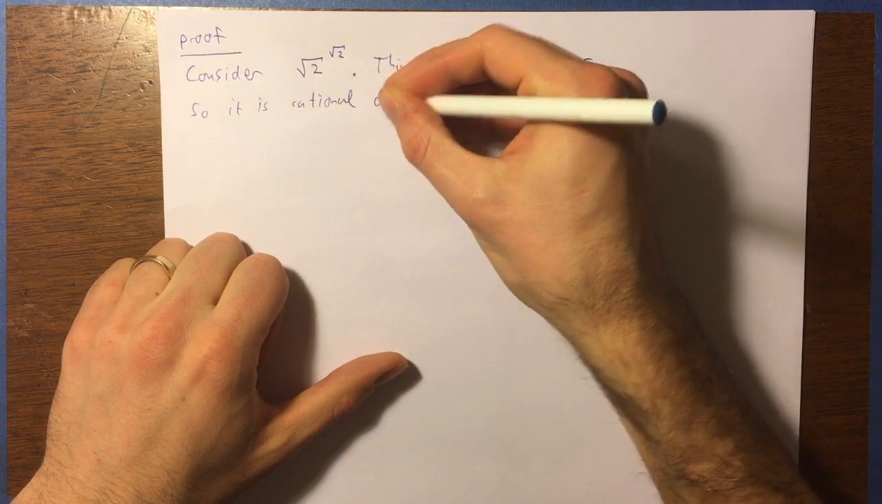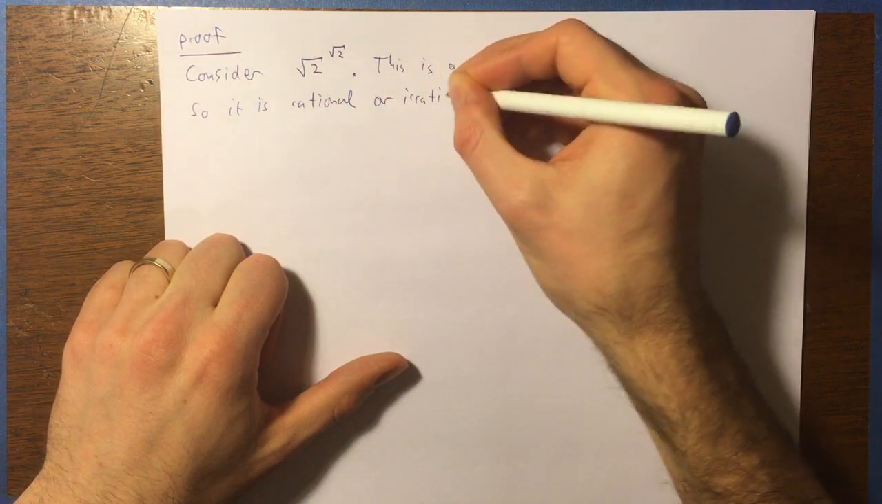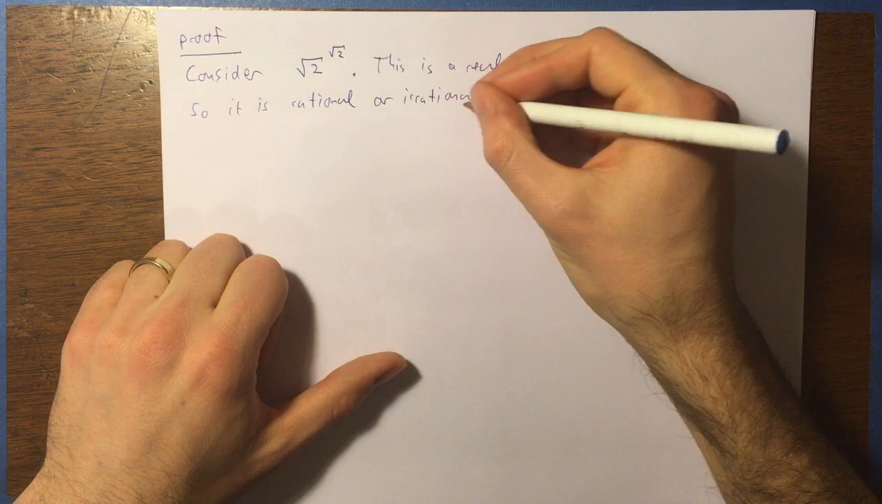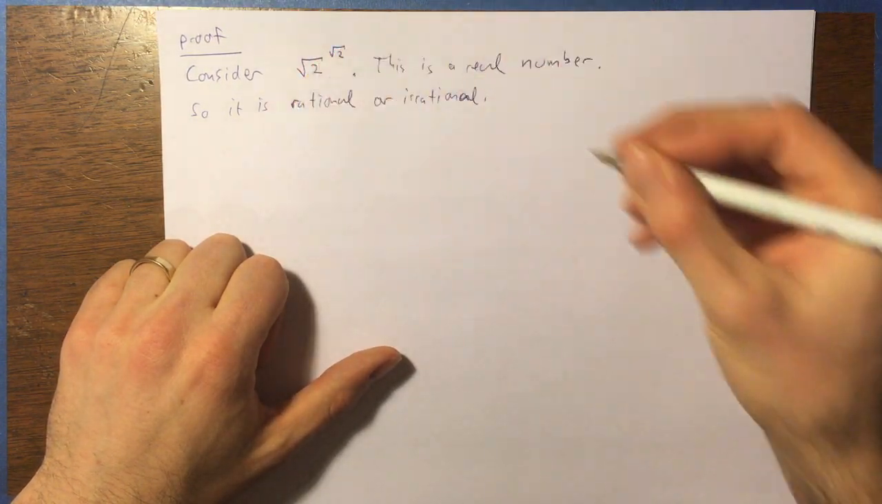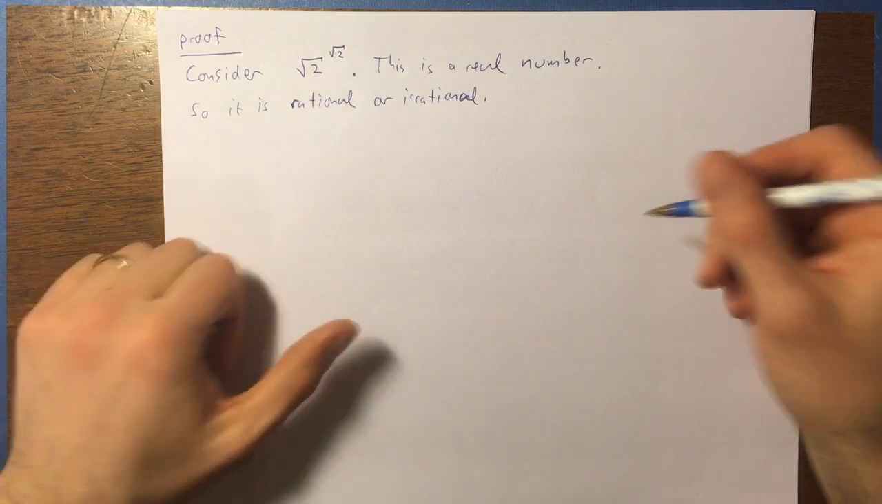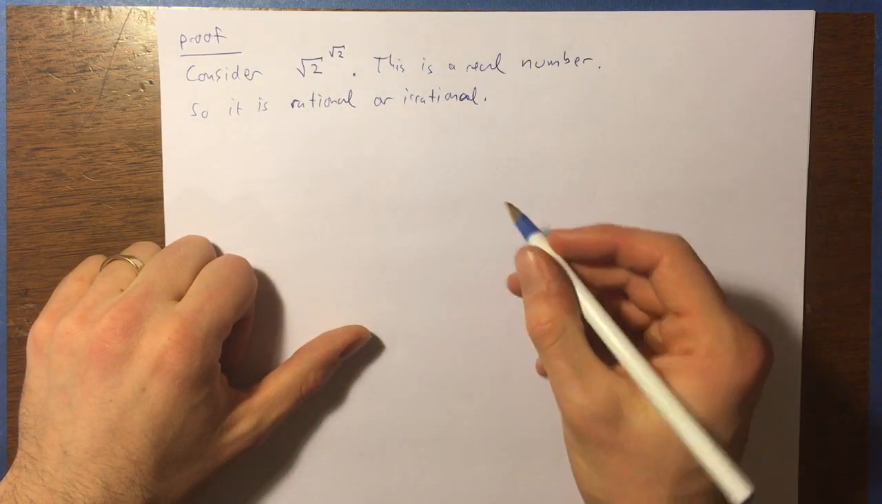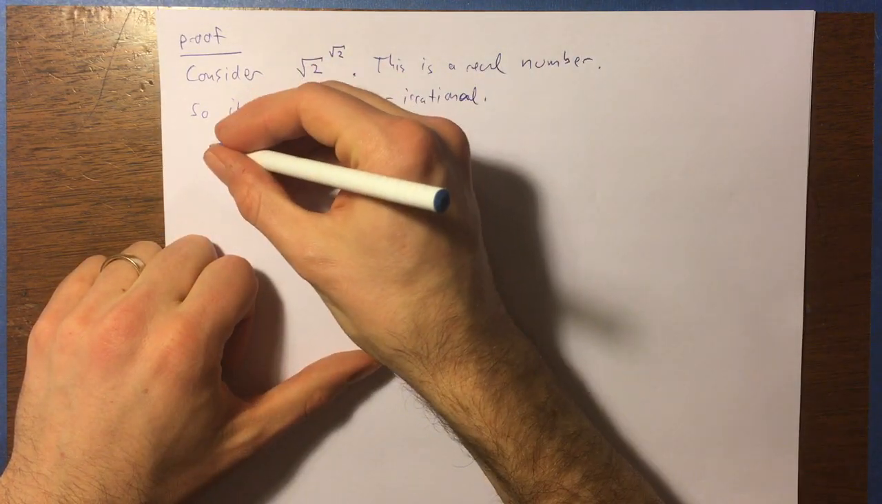Got to be one or the other. So now what we're going to do is break this proof into cases. One strategy that's often useful when proving things is to break it into cases. We know this number is either rational or it's irrational, so let's look at both possibilities.